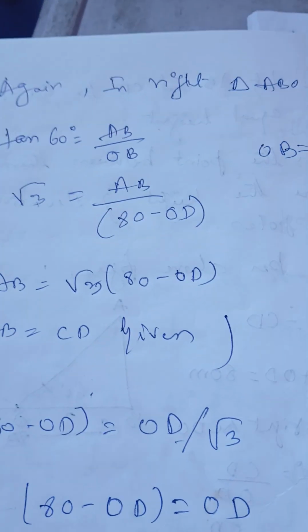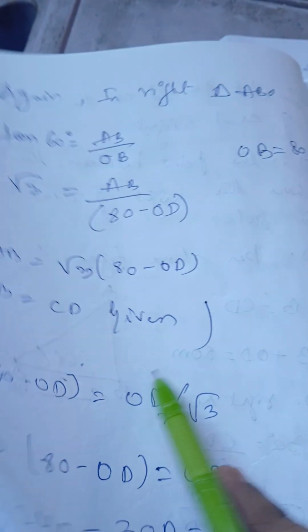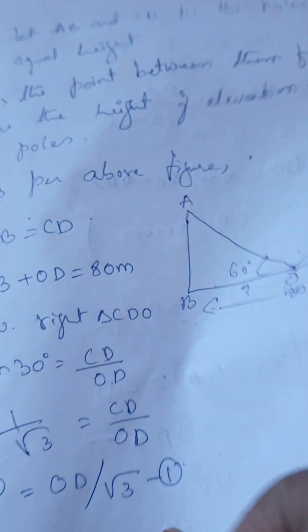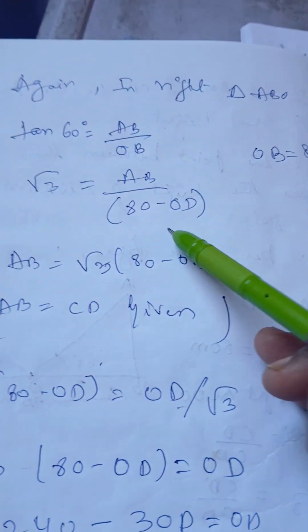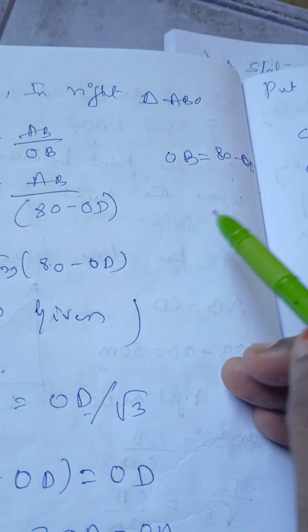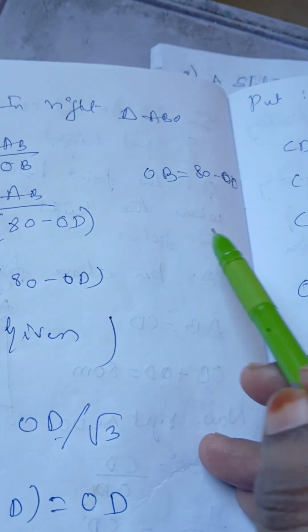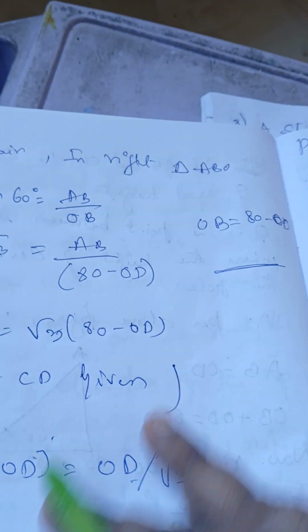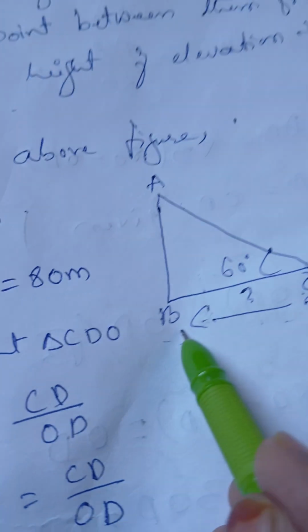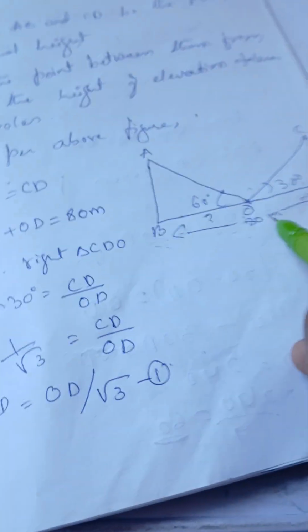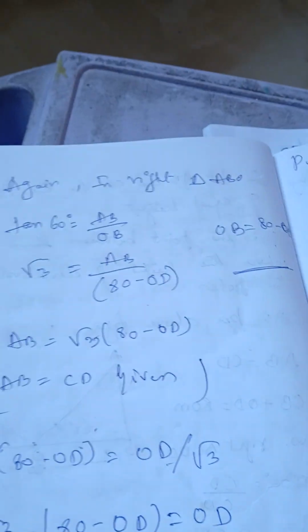Now we will solve for the right triangle ABO. Again in the right triangle ABO, tan 30 degrees is opposite AB by adjacent BO. So we will write AB by BO. We will substitute OB. As you know, OB is equal to 80 minus OD, because the total distance BD is OB plus OD. So we will write OB as 80 minus OD.